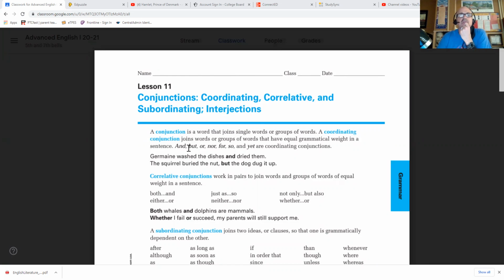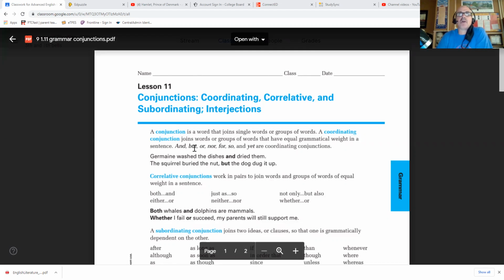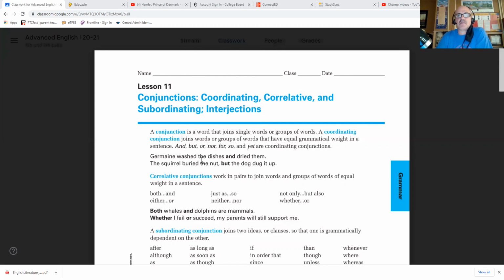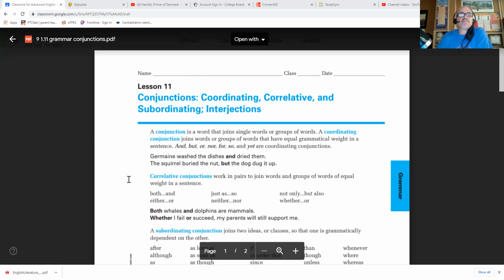So a coordinating conjunction joins words or groups of words that have equal grammatical weight in a sentence. And it's and, but, or, nor, for, so, or yet. A convenient acronym for that is FANBOYS. Those are the most common ones, right? And, or, but we use constantly, because we use them to connect lists and put together compound sentences and things like that.